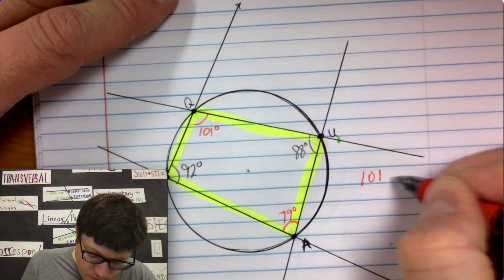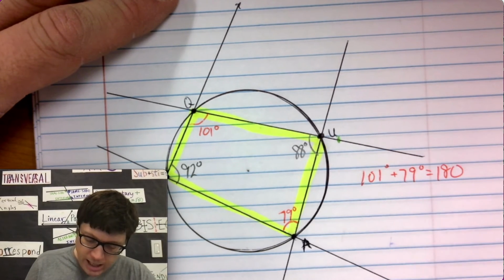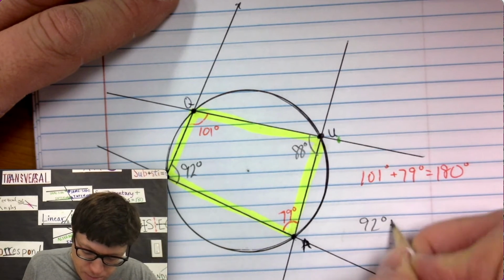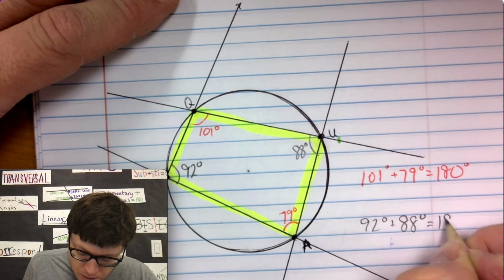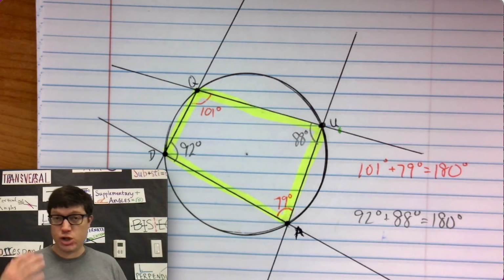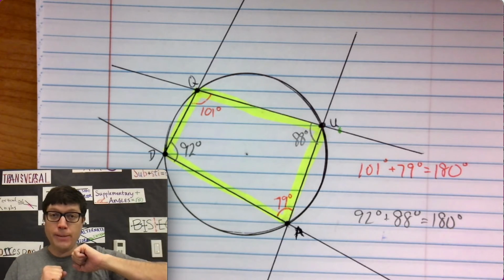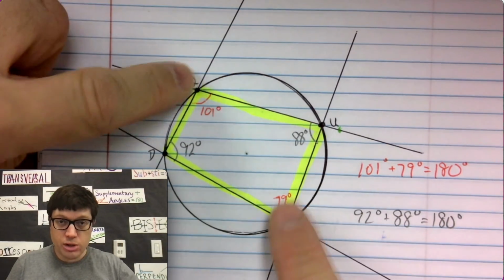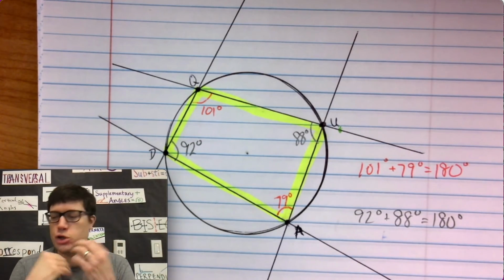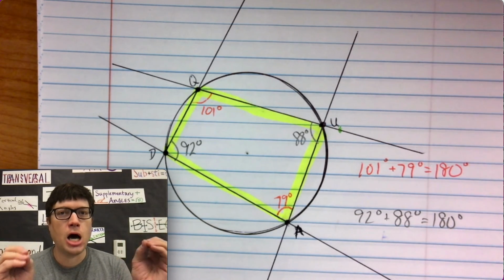Let's actually say that over here on the side. 101 plus 79 degrees equals 180 degrees. And let's say 92 degrees plus 88 degrees equals 180. It works. It actually does work for my random example of a circle, an inscribed quadrilateral, and opposite angles add up to 180 degrees. And so that's what we're looking for in our proof. We have an example here that we can turn our attention to. Now there's going to be multiple parts for this page because there is a lot to do.